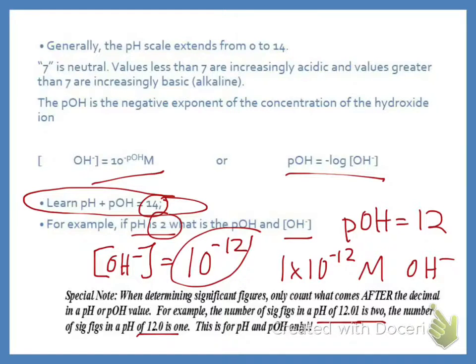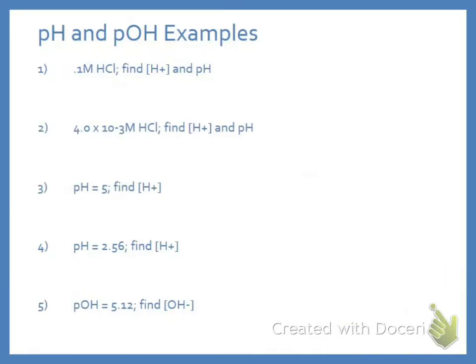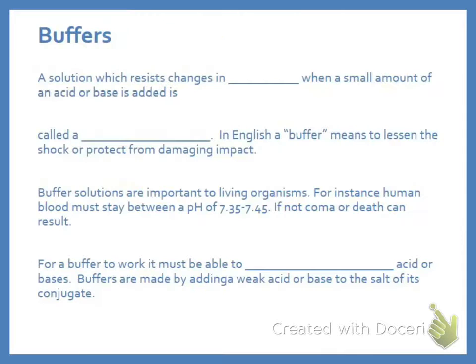Okay, so we're going to do a couple of calculations today. Okay, so everybody have your calculators handy? Okay, so in the first one we have a 0.1 molar HCl. Find the hydrogen concentration and the pH. Okay, well, it gave us the hydrogen concentration right here.